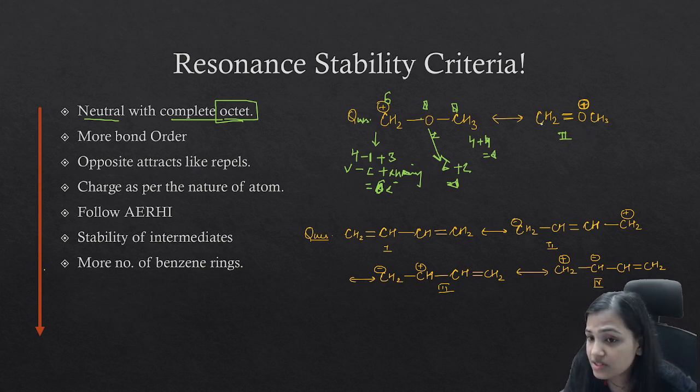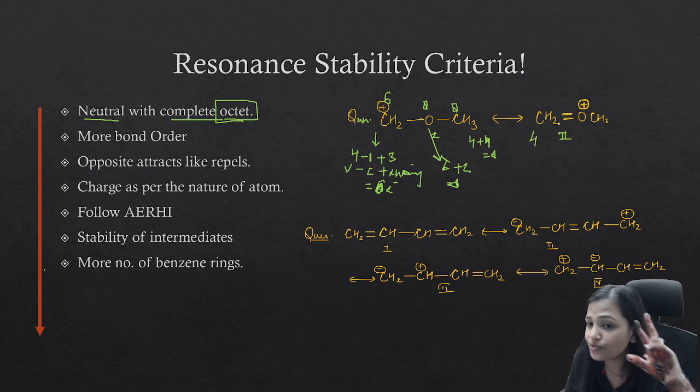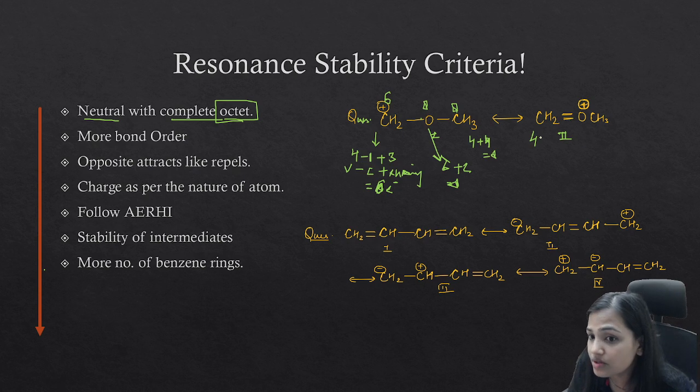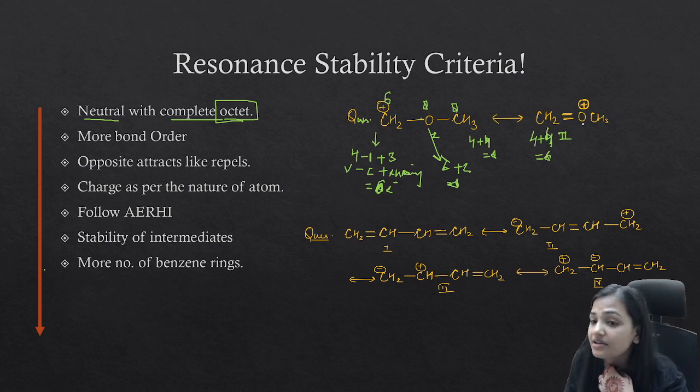Guys, if you look at this particular carbon, it has 4 electrons, and 2 from hydrogen and 2 from this double bond. It gets 4 electrons from the sharing of electrons. So 4 plus 4 is 8. But here, if you look at the oxygen, please focus. This is 8. Now focus on the oxygen.